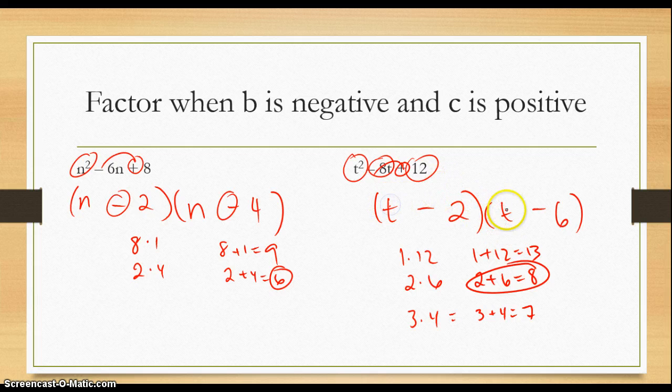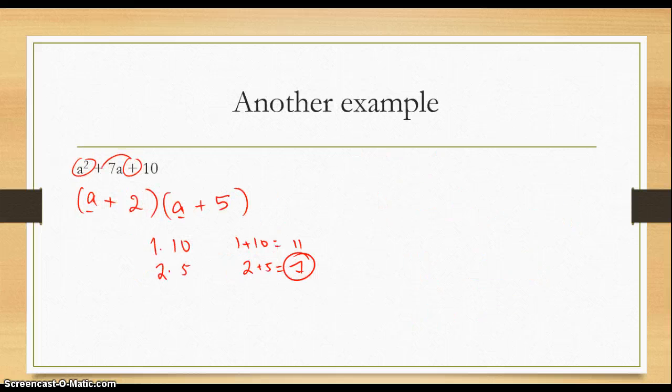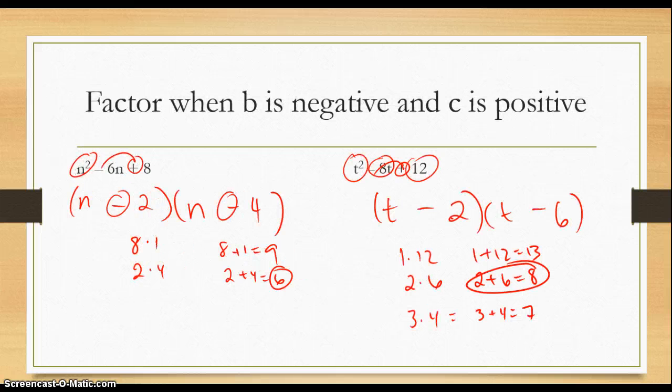I know that t times t is t squared. t times negative 6 is negative 6t. Negative 2 times t is negative 2t, which gives me negative 8t. And then negative 2 times negative 6 is a positive 12. Okay, so you can see going back and forth here. If that c is a plus, follow the sign in front of the b in both of your parentheses.